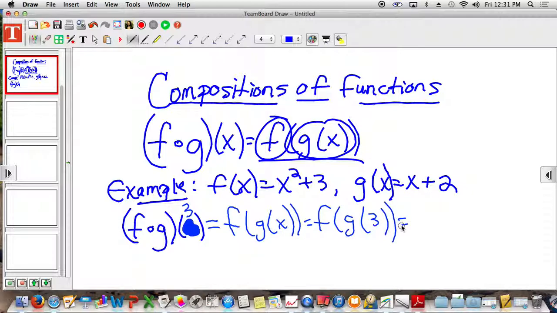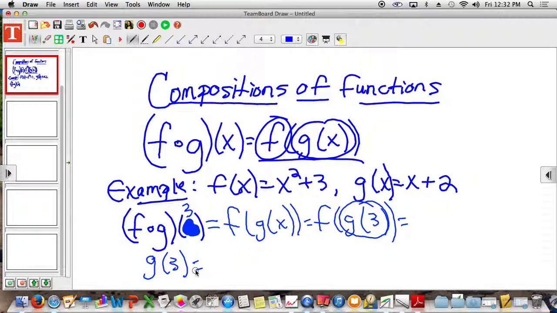And you know what I said about starting on the right and working your way to the left? You're going to do that. You're going to calculate the value of G at 3. So that means you do G of 3. How do you do that? What does G of 3 mean?